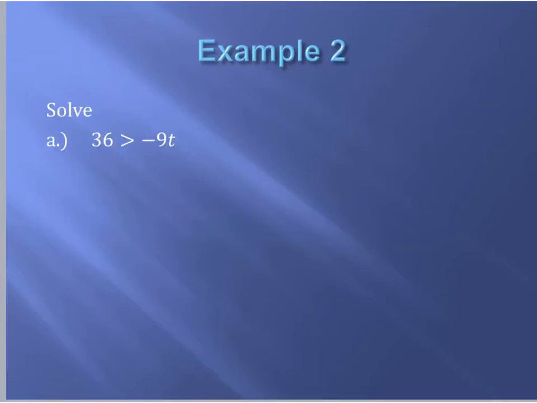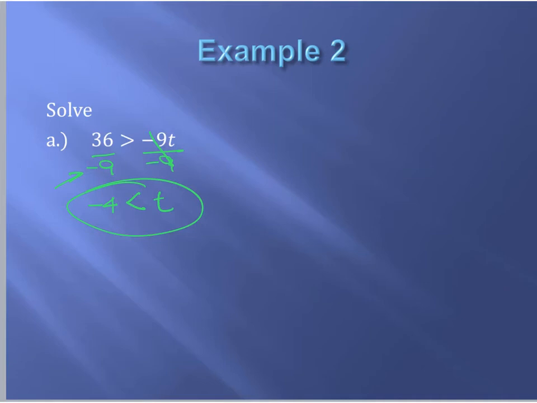So for example 2, part A, I'm told to solve 36 is greater than negative 9t. So I have negative 9 times t, so I'm going to have to divide both sides by negative 9. So I have 36 divided by negative 9. This is going to give me negative 4. And because I divided by a negative, again, I'm dividing by a negative, I have to reverse my inequality, and my negative 9s are going to cancel, and I'm going to be left with t. So this right here is my solution.